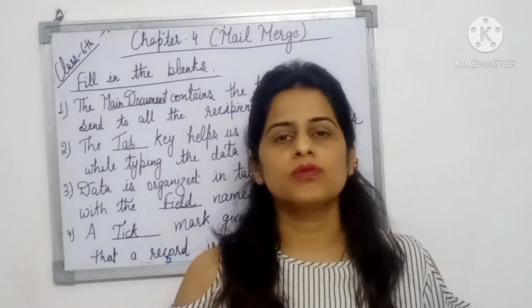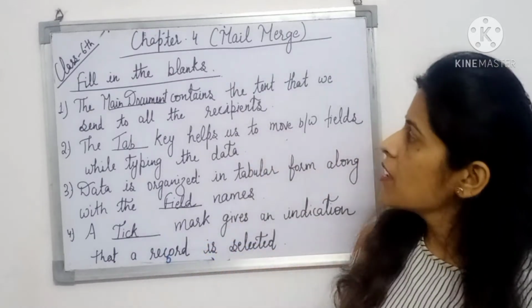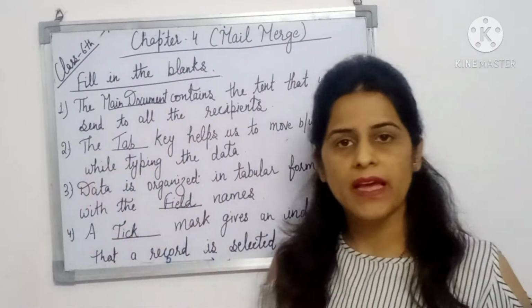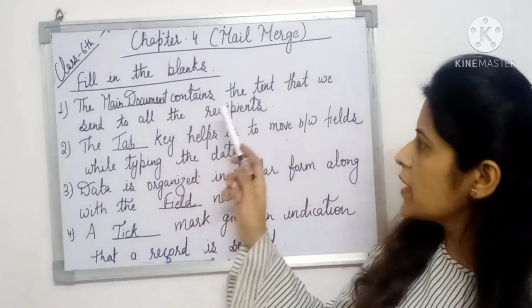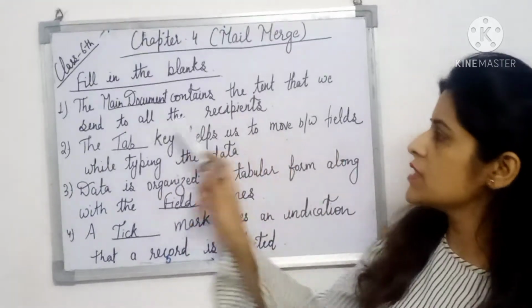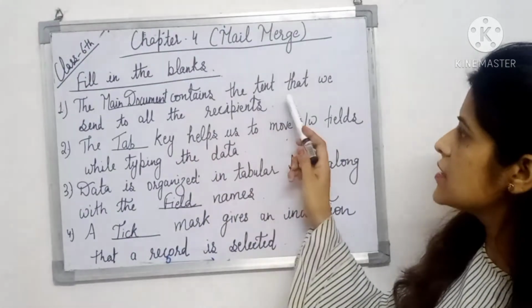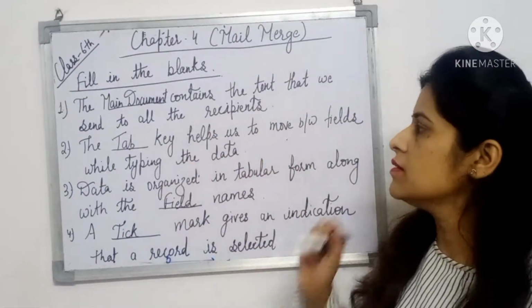Now today I am going to start the bookwork of this chapter. These are the fill in the blanks. First fill in the blank is: the main document contains the text that we send to all the recipients. The dash contains the text that we send to all the recipients.